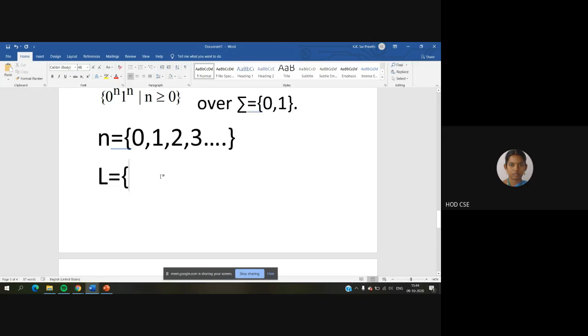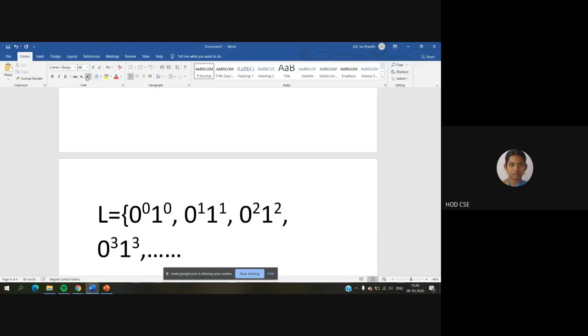L is nothing but 0 power n, 1 power n. So first, n equal to 0 gives 0 power 0, 1 power 0. The next one, 0 power 1, 1 power 1. Then 0 power 2, 1 power 2. Then 0 power 3, 1 power 3. Okay, likewise it goes. Is it clear to you?